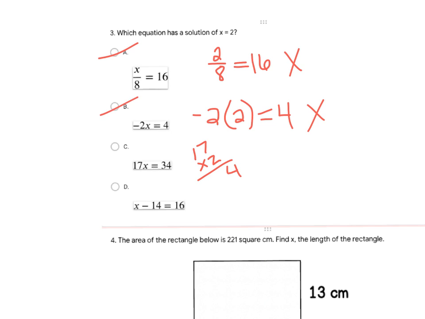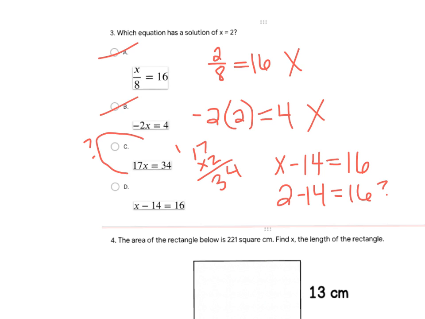We know it's not A, we know it's not B. And then that would be 34. So C looks promising, but I'm not going to just go all crazy about that yet. I'm just going to double check. Well, this doesn't look right. 2 minus 14 equals 16. No, that doesn't work. So the answer is C.